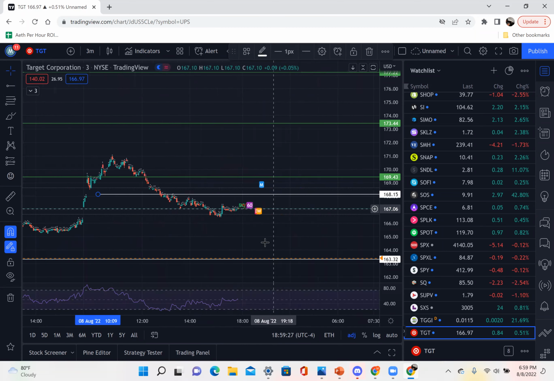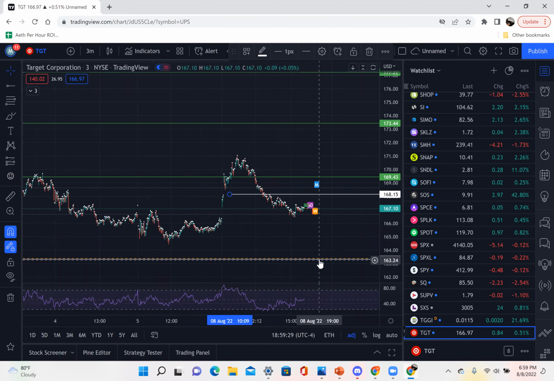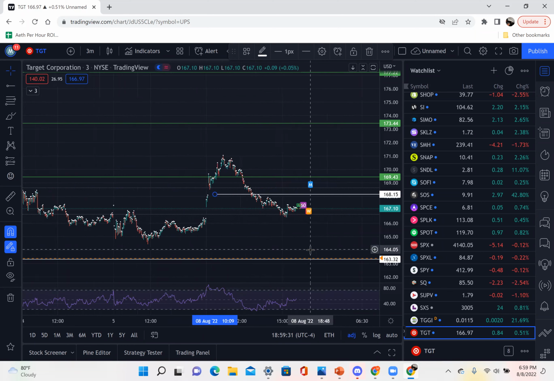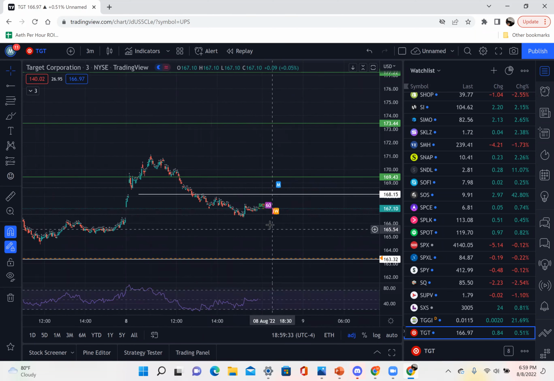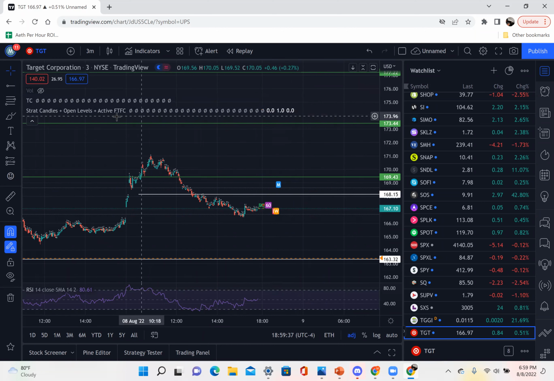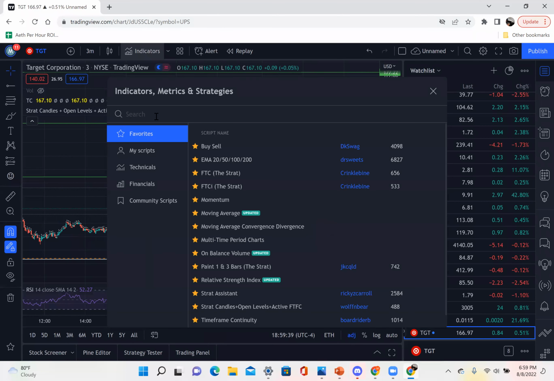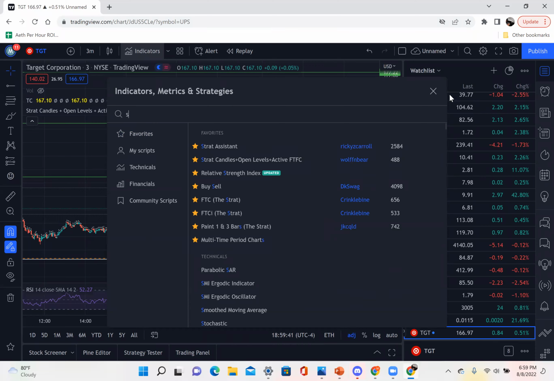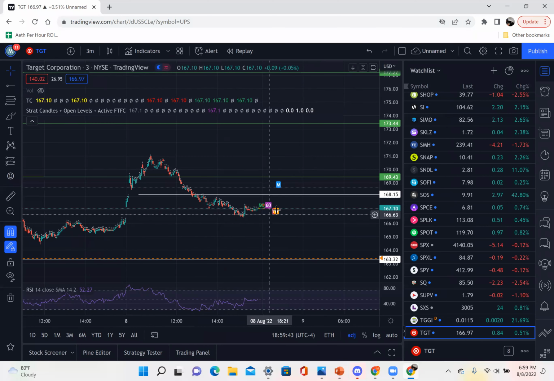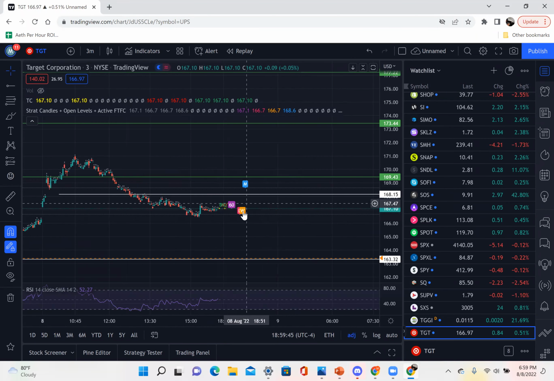I'm like, hey, I know somebody probably already asked you this, and you probably showed them. How do you put the monthly and weekly on there like that? Oh, that's the Strat. That's this right here. You just go to Strat candles, okay. Yeah, the Strat candle open levels. It'll pop up like that, letting you know the weekly, the daily open, the monthly open up there.